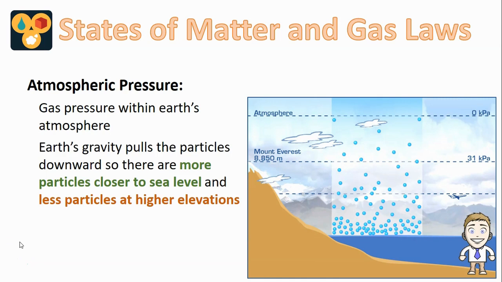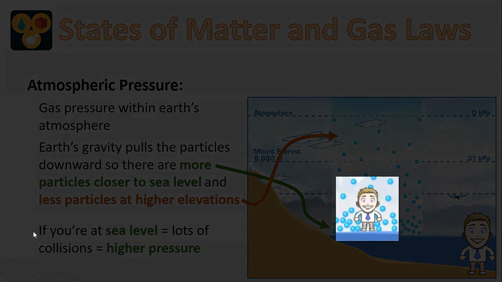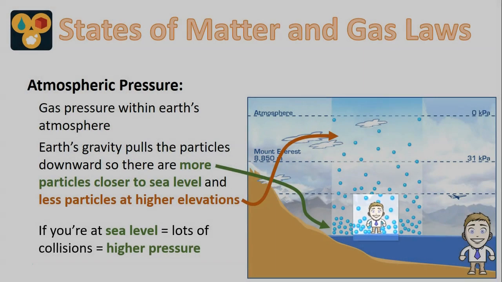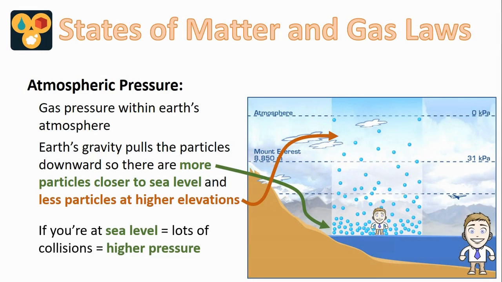So in the atmosphere, we have something unique happen caused by the gravitational pull of Earth. Earth's gravity pulls the particles downward, so there's actually more particles closer to sea level and less particles at higher elevations, and you can see that represented in the model. The result of this is that if you are at sea level, because there's lots more air particles around you, you're experiencing lots more collisions on your surface or any object at sea level, which means at sea level is going to be a higher pressure.